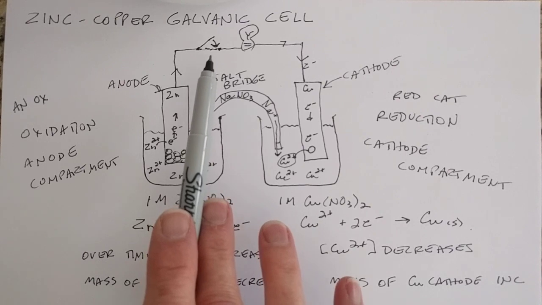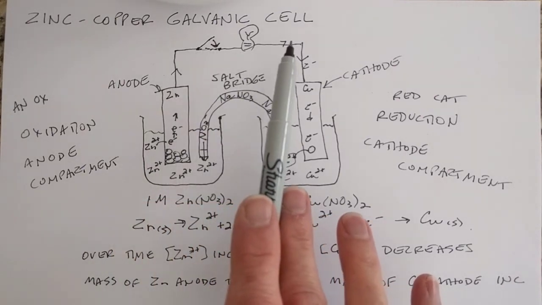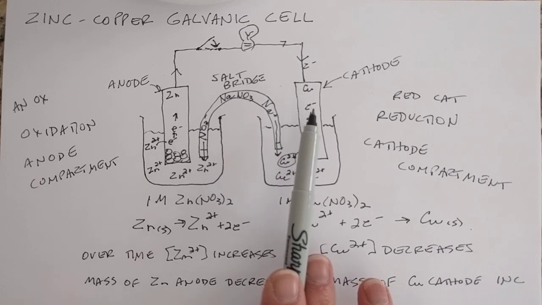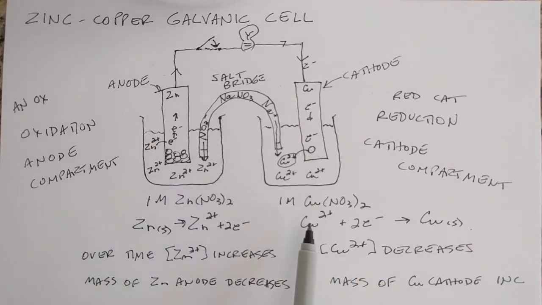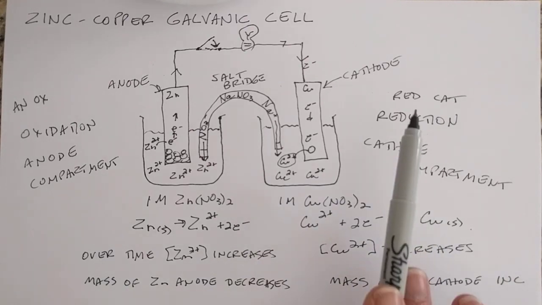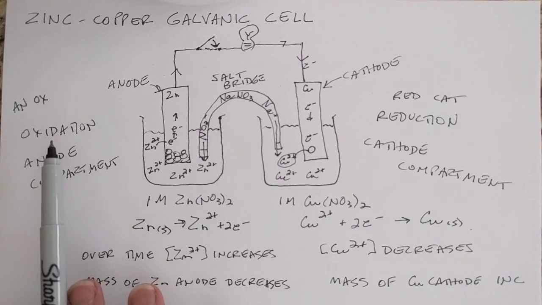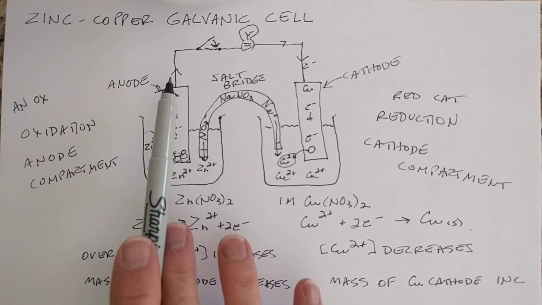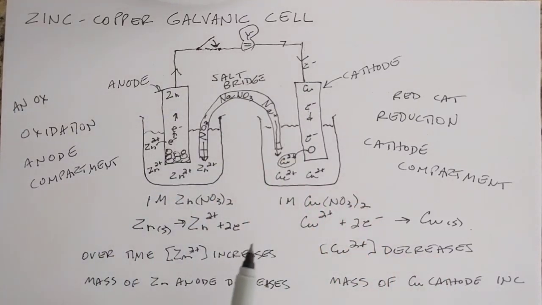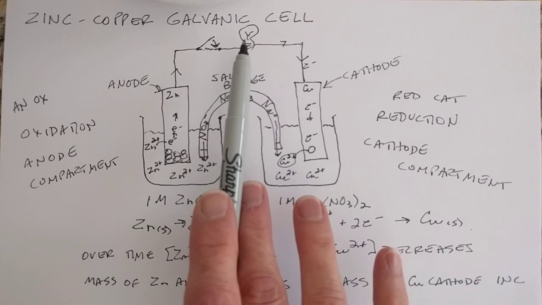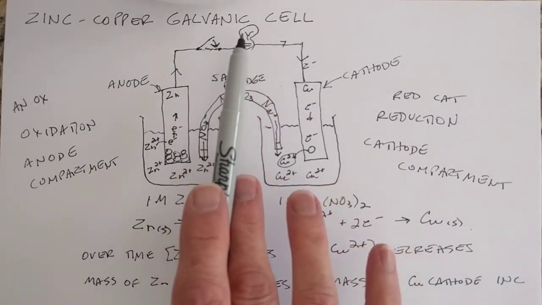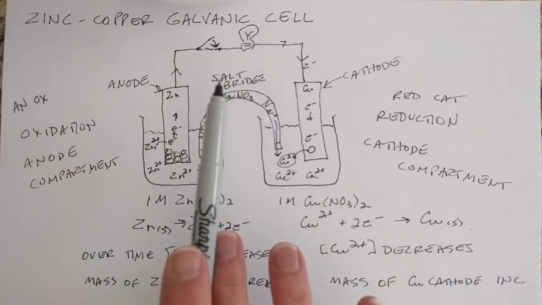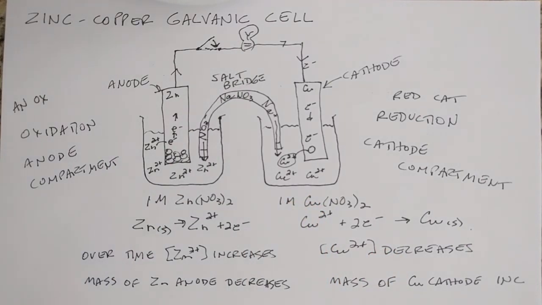When the switch is closed, we have movement of electrons through the wire to the copper cathode, and the copper ions pick up 2 electrons and become solid copper. So we have reduction at our cathode, oxidation at our anode, and our electrons always travel from the anode to the cathode. And we can have a meter here, or we can have a light bulb or some other device where we use the chemical energy now that we have transferred it to electrical energy.